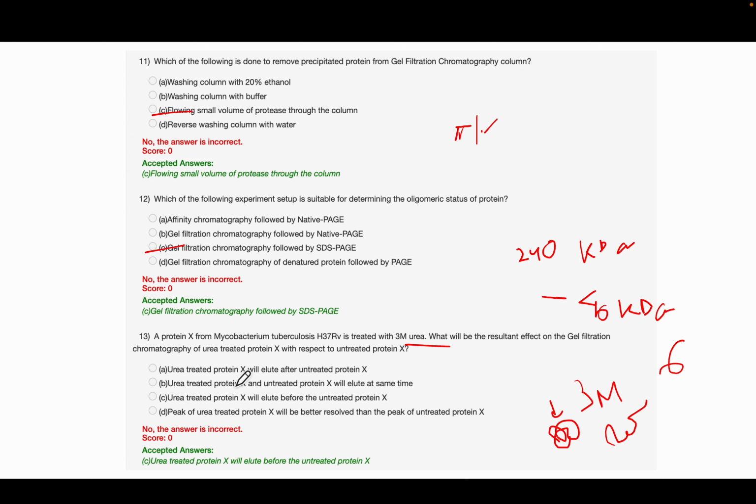Options are: urea treated protein X will elute after untreated protein X. Urea treated protein X and untreated protein X will elute at the same time. No way. Urea treated protein X will elute before the untreated protein. So this will be the answer, because your urea treated protein size has become larger, so its hydrodynamic value has become larger, so it will pass before the small folded protein. Okay, so the answer will be this.